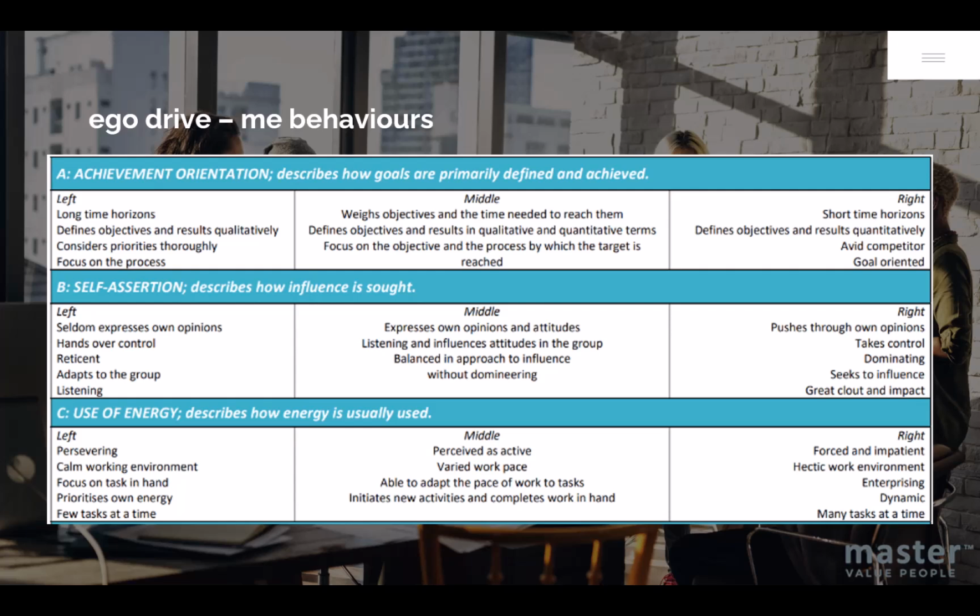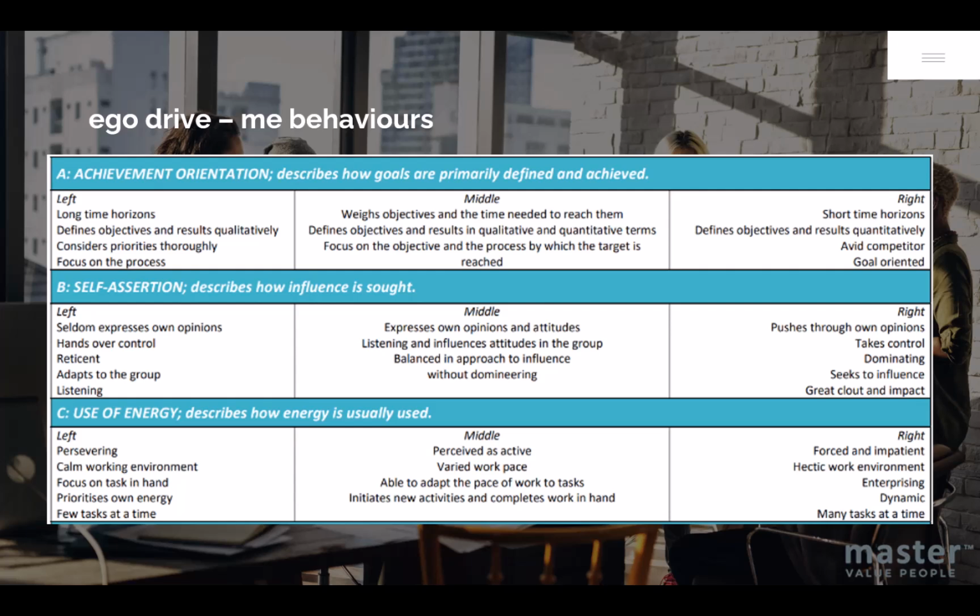On the right-hand side, we have the opposite behavior. Here we find a person who is forced and impatient, thrives in a hectic work environment, and is enterprising and dynamic. By this, we mean they create, generate, and push things forward. They enjoy juggling many tasks simultaneously, and we refer to them as starters.